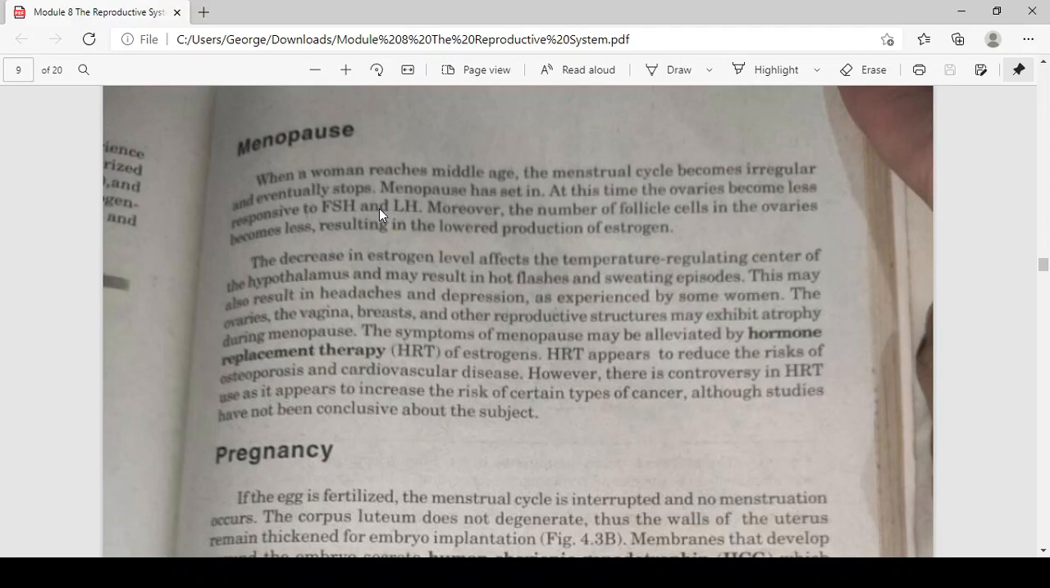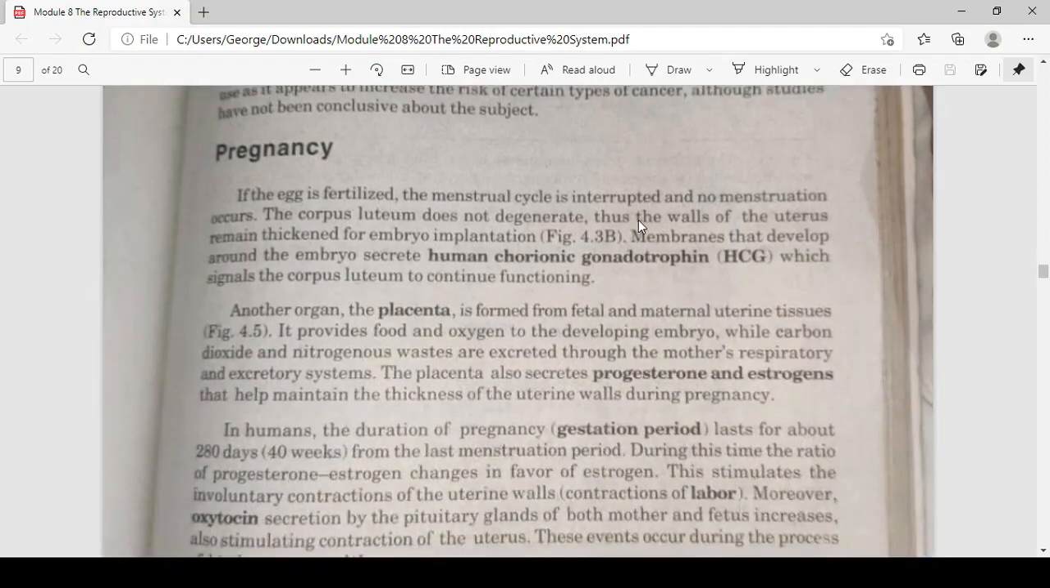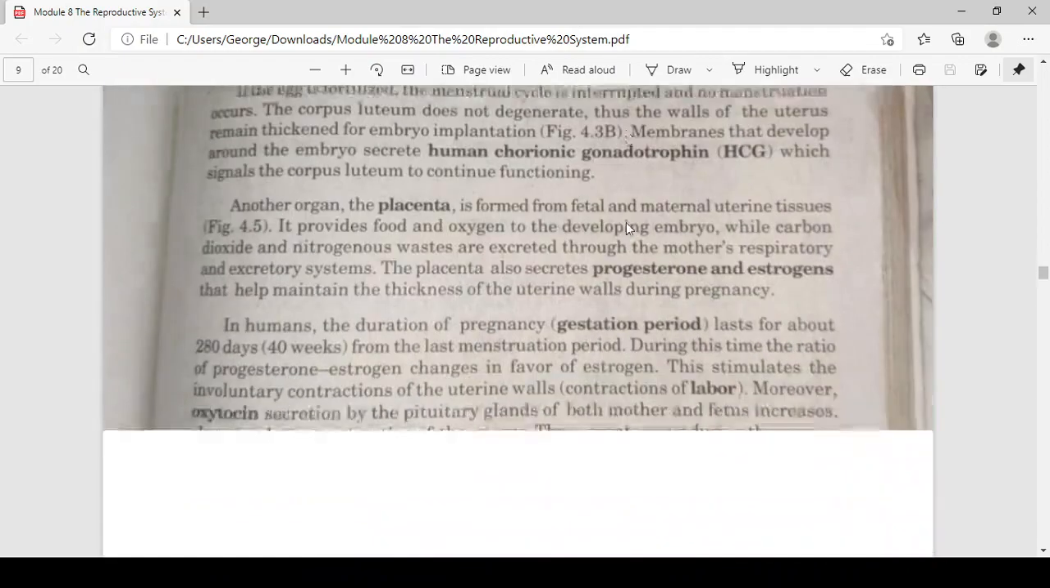So HRT appears to reduce the risk of osteoporosis and cardiovascular disease. However, there is controversy in HRT use as it appears to increase the risk of certain types of cancer, although studies have not been conclusive about the subject. Again, this is only speculation. Ang HRT, harmful, but it is not proven still because it lacks data.